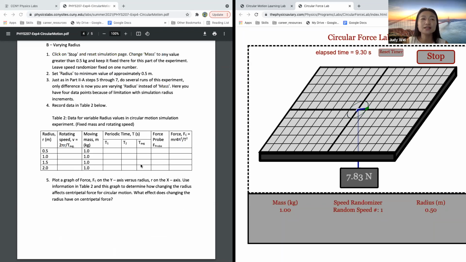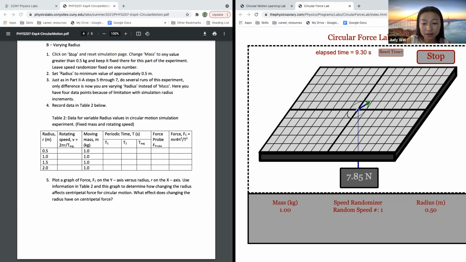For this lab, you don't have to write any procedures, but I really want you to show me your calculations when you calculate the centripetal force and the speed. So you only show me the calculation process. No need to write any lab procedures because it's all very clear in the lab.